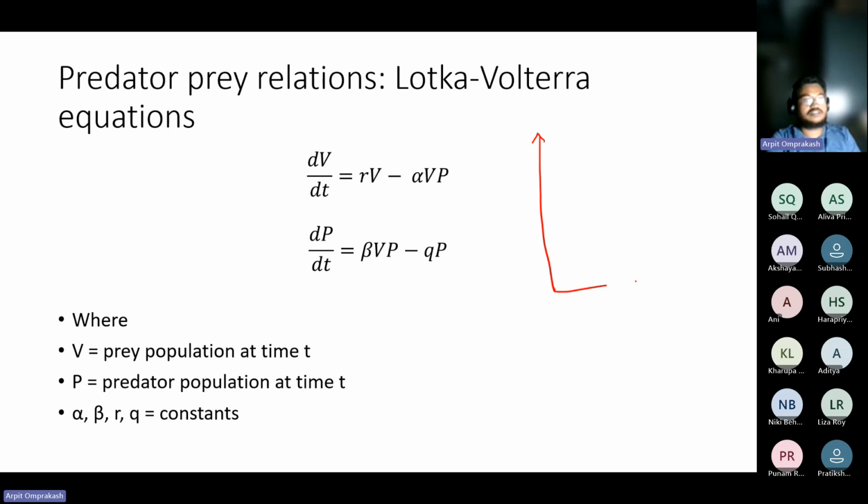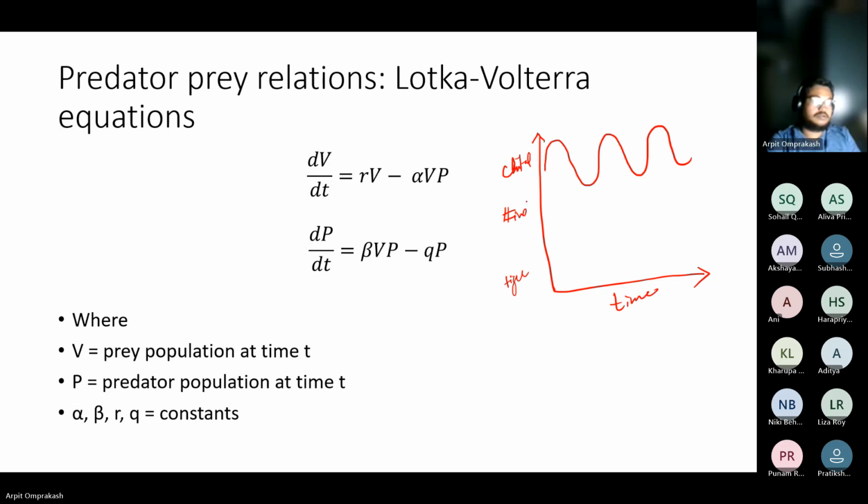Basically, it produces a graph like something like this. So for example, let's say we have cheetal here and we have tiger here. The y-axis is the number of individuals and on the x-axis we have time. If the cheetal population is increasing, then after a slow lag, the tiger population also increases.